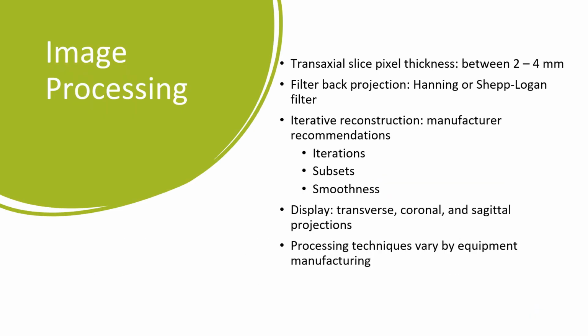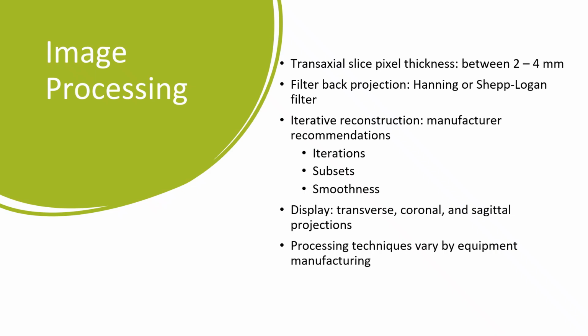When you process the images, you'll have transaxial slice thickness of about 2 to 4 millimeters. You'll use filtered back projection. Remember, all PET initially uses filtered back projection. That's how it creates the lines of response. But then when you actually reconstruct the images and fuse them with CT, you use iterative reconstruction because the CT provides that patient map for us. And there are always manufacturer recommendations for how many iterations to do, the final smoothness, things like that.